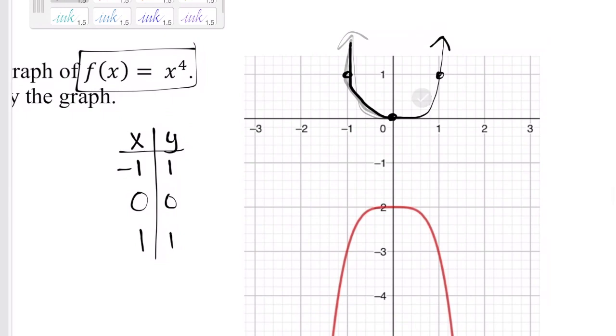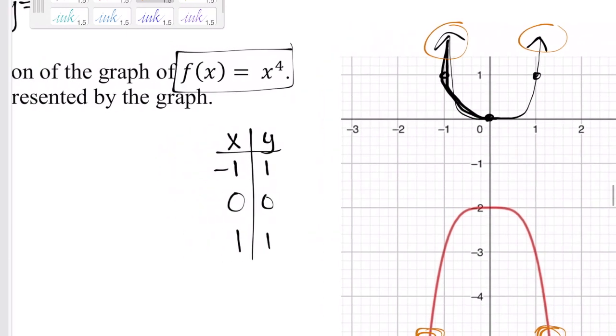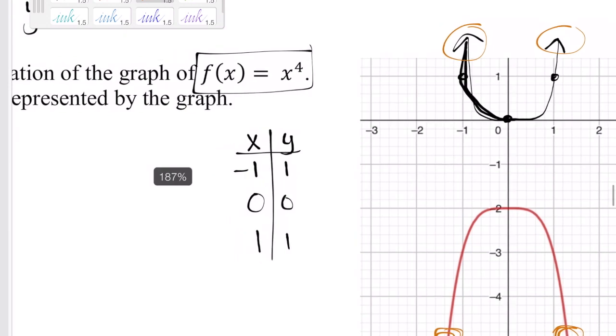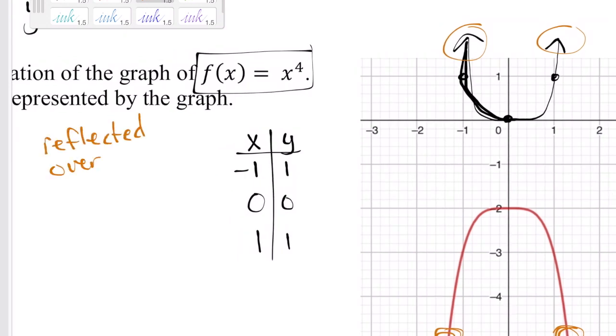And so we see that instead of pointing up, this is now pointing down, so it's reflected over the x-axis. If it's reflected over the x-axis, that means we should have had a negative out in the front. I can also see that instead of starting at 0, we're starting at -2, so it shifted down 2, which means we would have had a subtraction of 2 on the outside.